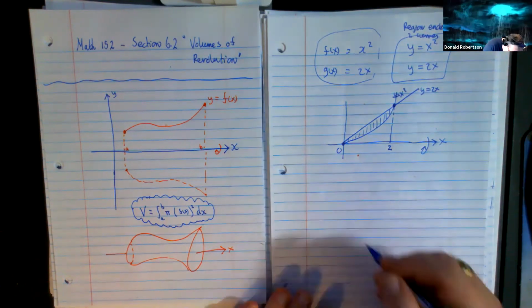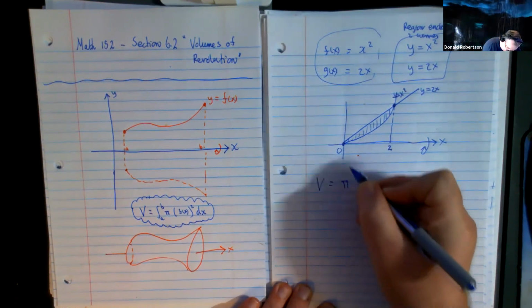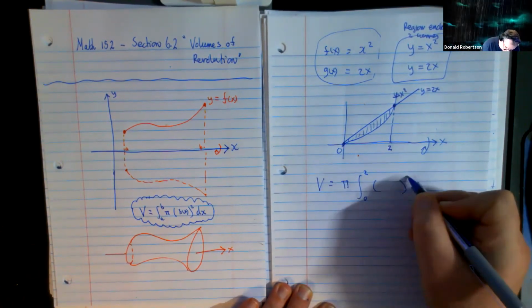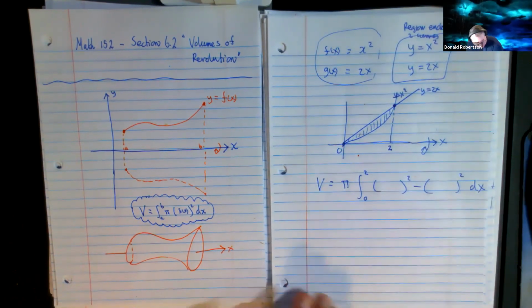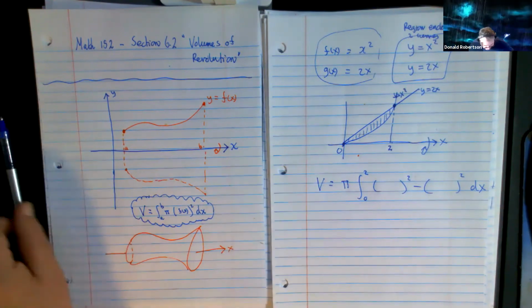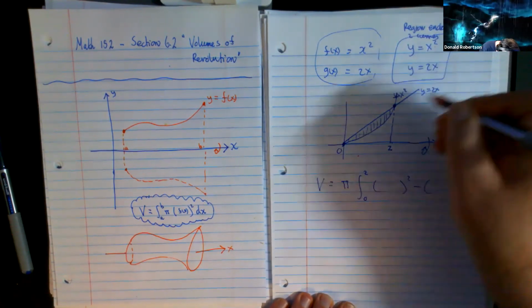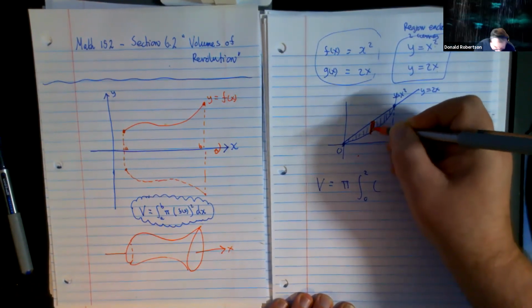Right, I got it from the volume formula, pi times the integral from start to finish of somebody squared, take away somebody squared, dx. So the only thing left is which one goes as f and which one goes as g. Can you imagine my little rectangle that looks like that?